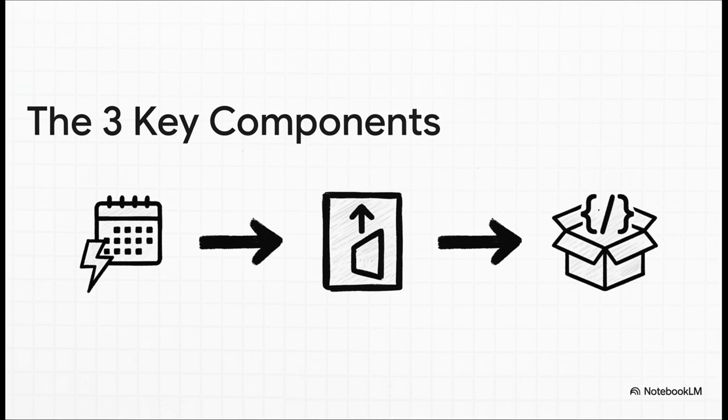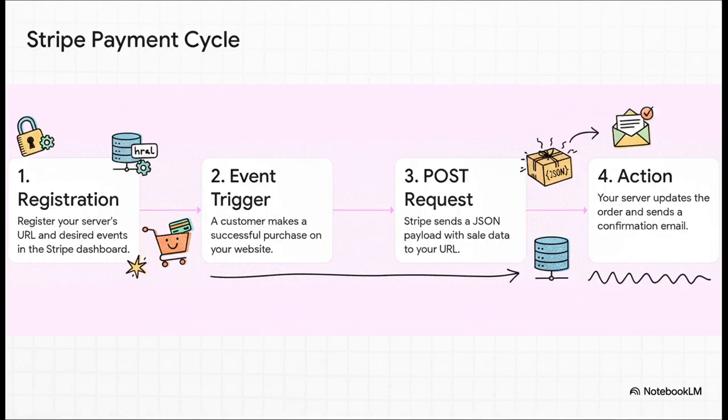And finally, you have the payload. That's the good stuff, the actual data about the event, and it's almost always sent in a nice, clean JSON format. Let's walk through a super common example, a payment with Stripe. So, step 1, registration. You go into your Stripe dashboard, you paste in your server's URL, and you tell it which events you care about.